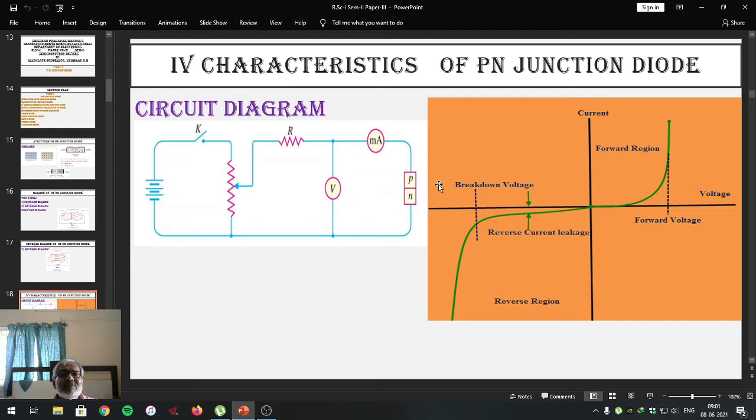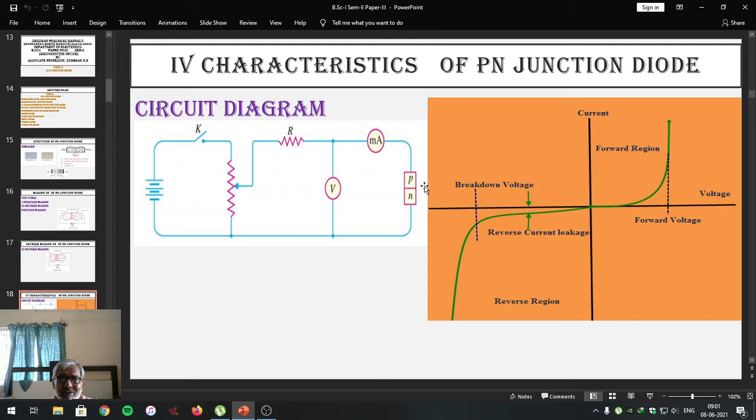Now if you change the polarity of the PN junction diode, if you connect the N region to the positive terminal of the battery and the P region to the negative terminal of the battery, then the PN junction diode will be reverse biased.